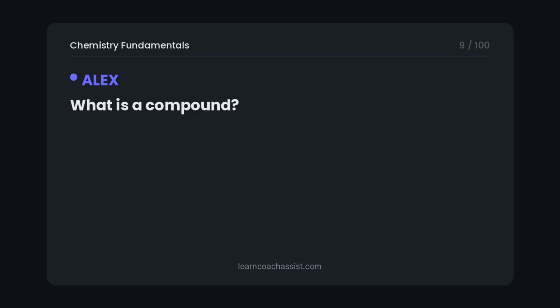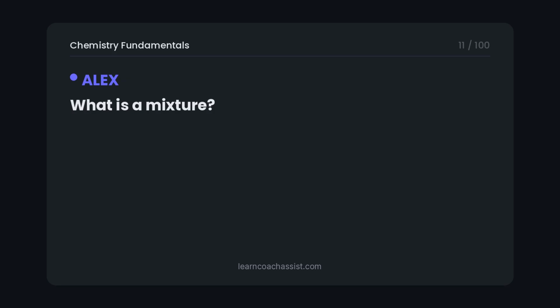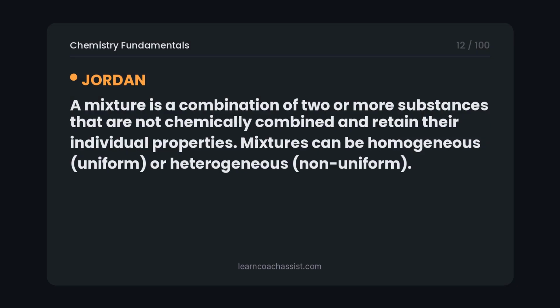What is a compound? A compound is a pure substance composed of two or more different elements chemically bonded in fixed proportions. What is a mixture? A mixture is a combination of two or more substances that are not chemically combined and retain their individual properties. Mixtures can be homogeneous, uniform, or heterogeneous, non-uniform.